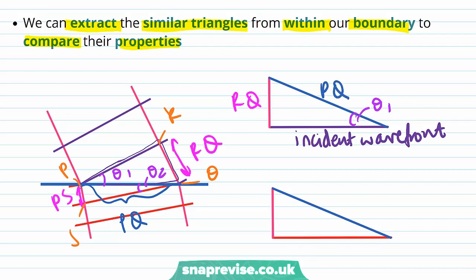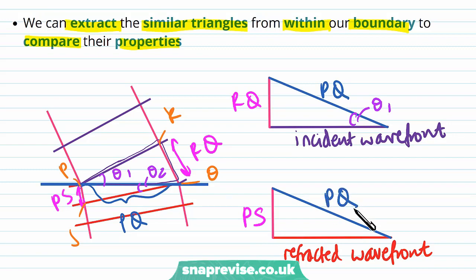And now we can also label the triangle that is made up of the refracted wavefront. So we can see that the height of this triangle is PS, and this side is also PQ. Also, both of these triangles are right-angled triangles, and we also said that this angle here is theta 2. So these two triangles are similar because they share the same side, and they're also both right-angled triangles.